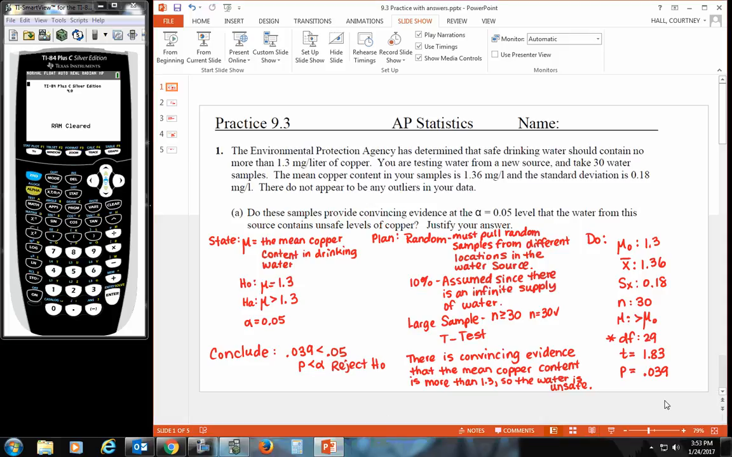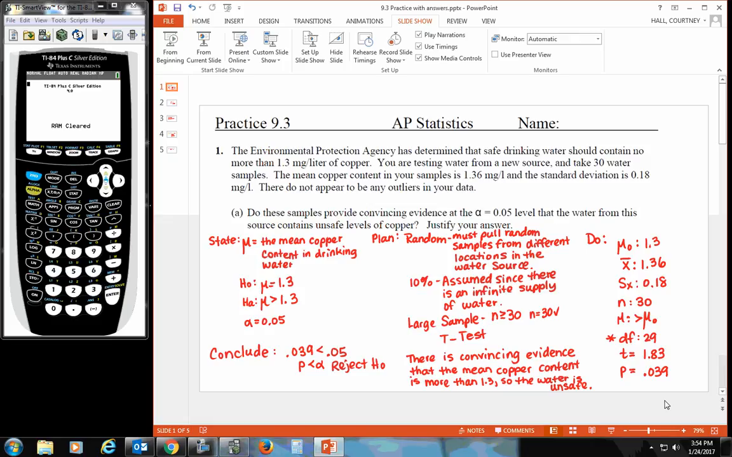Okay, practice 9.3. Number 1, the Environmental Protection Agency has determined that safe drinking water should contain no more than 1.3 milligrams per liter of copper. You're testing water from a new source and you take 30 water samples. The mean copper content in your sample is 1.36 milligrams per liter and the standard deviation is 0.18 milligrams per liter. There do not appear to be any outliers in your data.